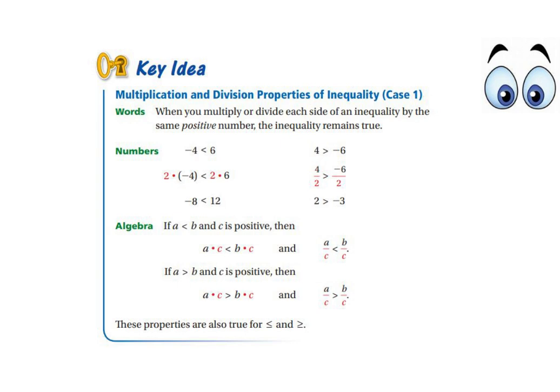Multiplication and division property of inequality. When you multiply or divide each side of an inequality by the same positive number, the inequality remains true. So what this is saying is when you multiply or divide both sides, when you're solving, and you multiply or divide by a positive number, then nothing changes.